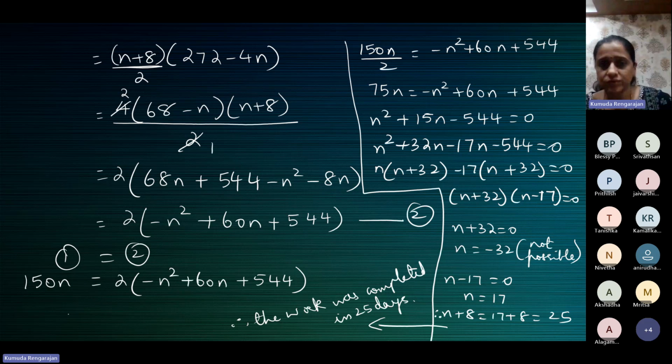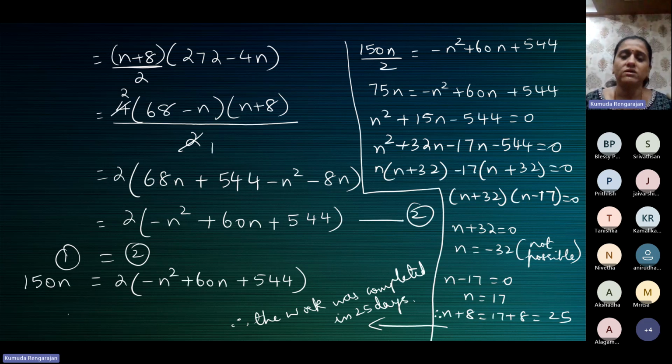So 150 plus 150 plus 150 plus 150 for n days. So number of people engaged there is equal to 150n. That is our actual plan. But that did not happen. What happened? 150, 146, 142. That's what happened. So what was the consequence? The work was delayed by 8 days.